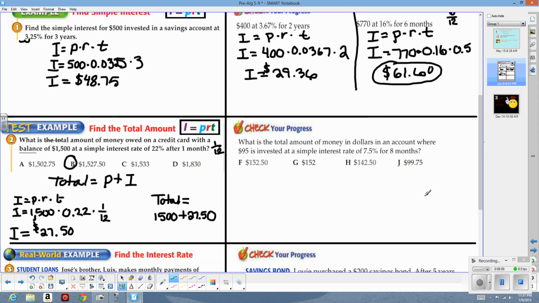You may want to pause the video and try the next one on your own. What is the total amount of money in dollars in an account where $95 is invested at a simple interest rate of 7.5% for 8 months? Well, once again, we're going to find the interest first. The interest is going to equal the principal, which is $95, the amount they're going to invest, at a rate of 7.5%. We need to put that in decimal form, so we're going to move it 2 places to the left.